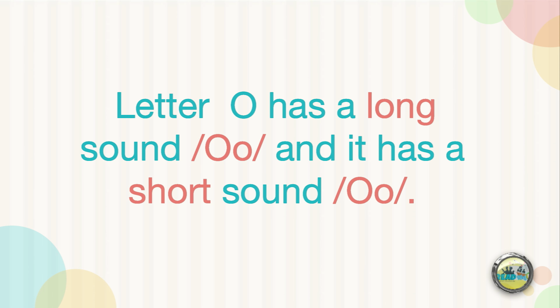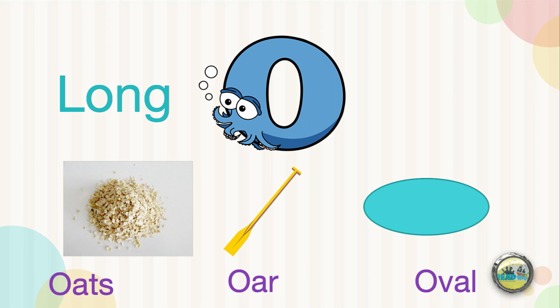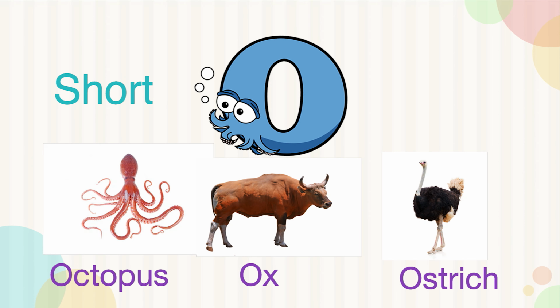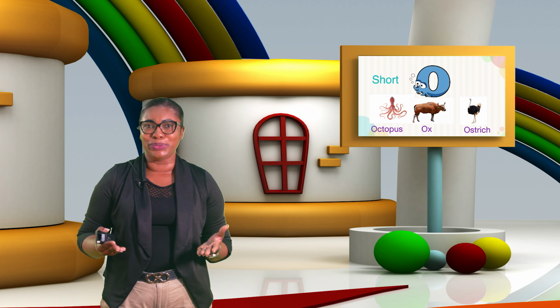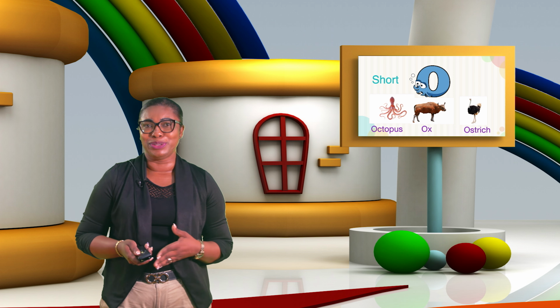The long sound of O in words like oats, or, and oval. Oats, or, and oval. And the short sound of O, as in octopus, ox, and ostrich. Let's say that again. Octopus, ox, and ostrich. So if you missed our last lesson on letter O, there we had a little review.